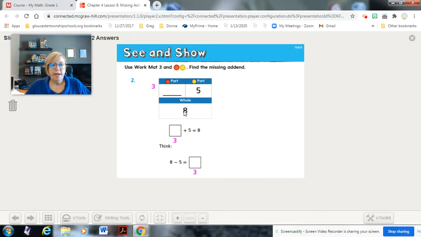we knew that 8 is the whole. So down here it said, if you need to know what the missing addend is, you should think about, well, what is 8 minus 5? 8 minus 5 equals 3. So 3 plus 5 equals 8.